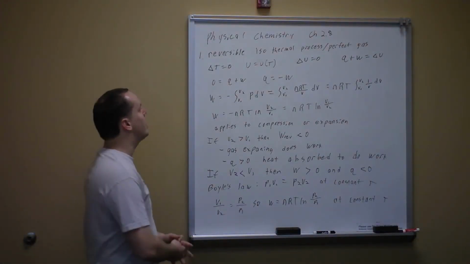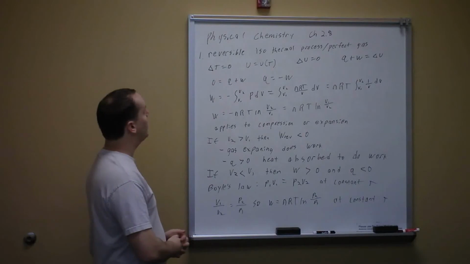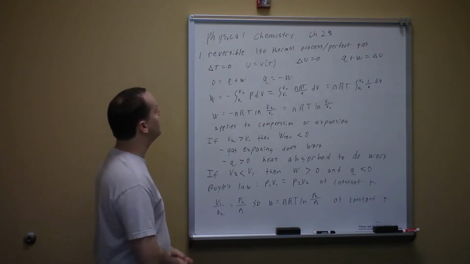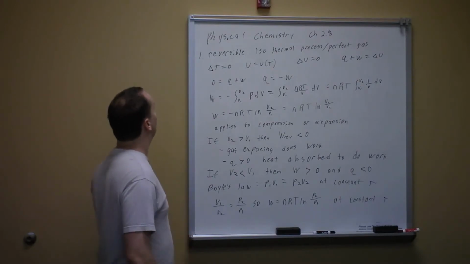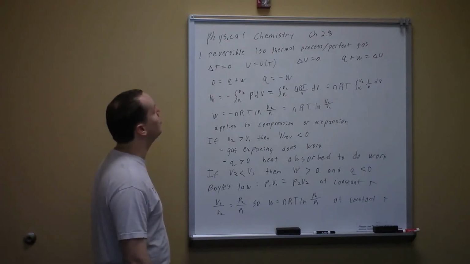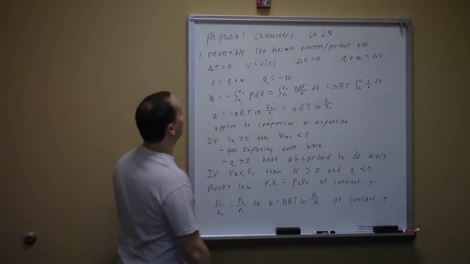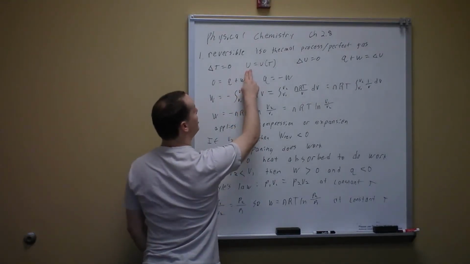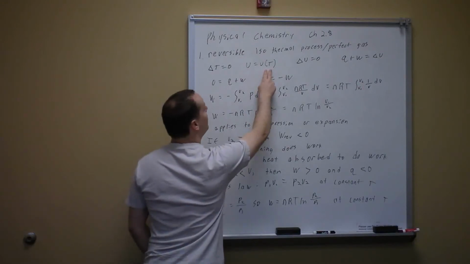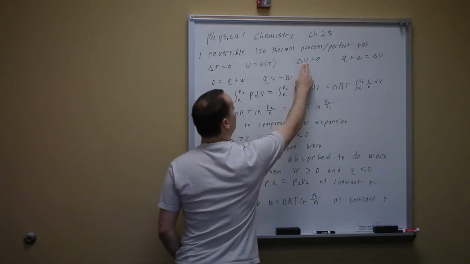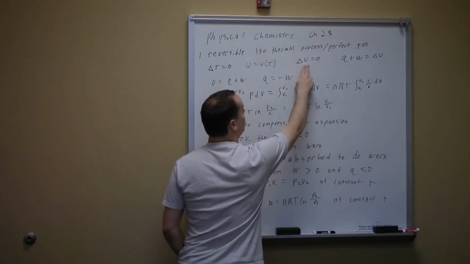Continuing physical chemistry, chapter 2.8. Now we're going to actually calculate what happens in different processes. We're going to start with a reversible isothermal process for a perfect gas. Remember, isothermal means constant temperature, so delta T is equal to 0. And we've shown before that internal energy U is a function of temperature only for a perfect gas. Therefore, we know that the change in internal energy is also equal to 0.